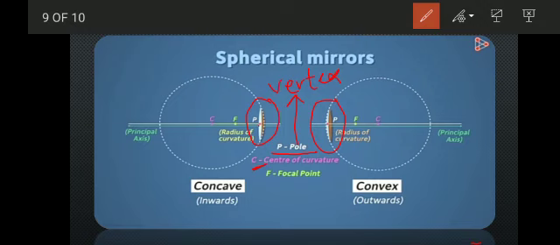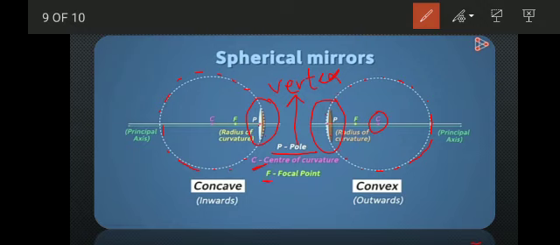Center of curvature, you can see this C is the center of curvature, and it is actually the center of this sphere from which we have taken the concave mirror, convex mirror and concave mirror. So the center of curvature can be defined as the center of the sphere from which we have taken the mirror. That is called center of curvature.